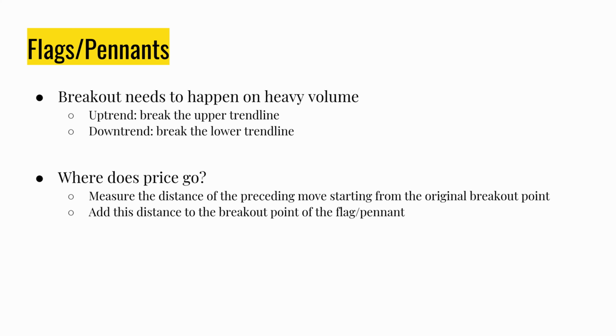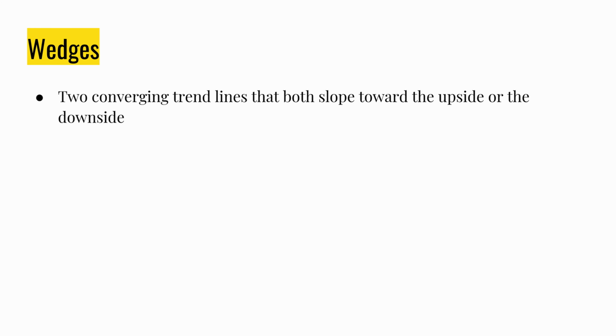You then add this distance to the breakout point of the flag or the pennant. The next continuation pattern we will be talking about are wedges. Wedges are two converging trend lines that both slope toward the same direction.